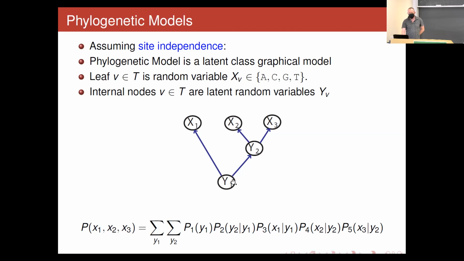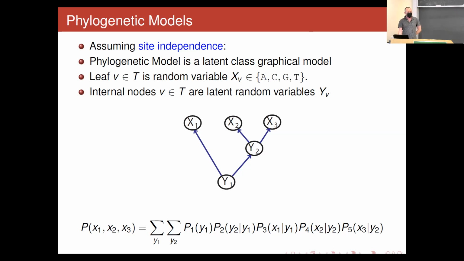But since I don't get to observe what state my sequences are in at those internal nodes, because they're hidden variables, you have to sum out over those states. Okay, and that gives me the probability of just observing X1, X2, X3 at the leaves. Okay, now you all thought you were coming to an algebraic geometry conference, and why is this guy talking about probability? Well, as an algebraic geometer, when I look at this, I see this is a polynomial.